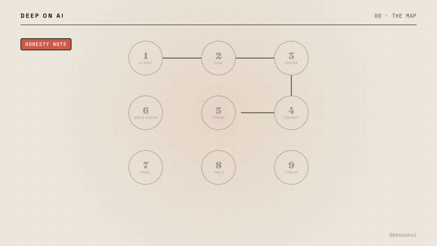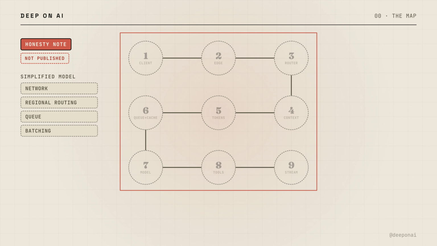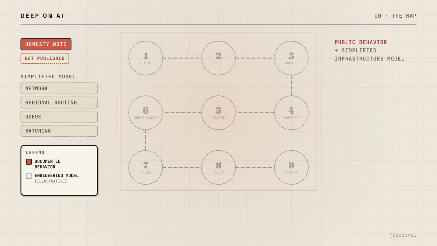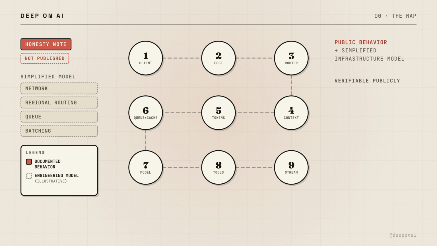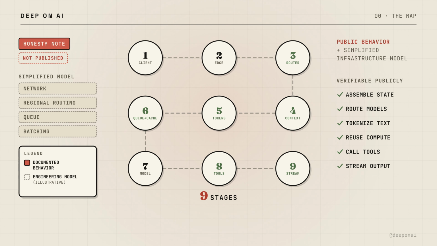One important note: OpenAI does not publish a complete map of ChatGPT's private production infrastructure. So the network, regional routing, queue, and batching layers in this video are a simplified engineering model of how a system at this scale is typically built. The pieces we can verify publicly are still enough to tell the real story. ChatGPT can assemble conversation state and relevant memories, route between different kinds of models, break text into tokens, reuse prompt computations, call tools and stream output as it is generated. Here is our map. 9 stages. We begin in your browser.